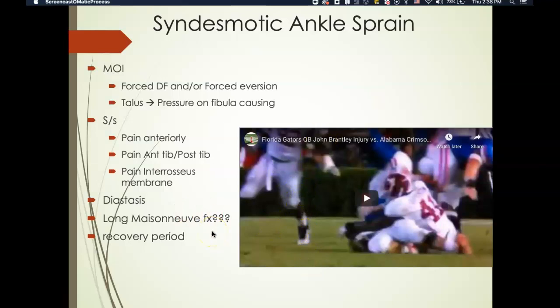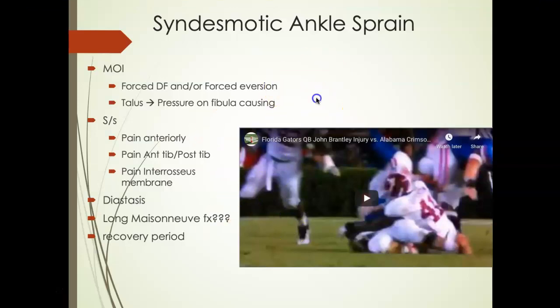And you'll miss it because the fibular bone is what? It's non-weight bearing, so the patient won't feel the fracture. So always make sure that if you have a syndesmotic ankle sprain, that you palpate the proximal fibular head just to make sure that it's actually intact.